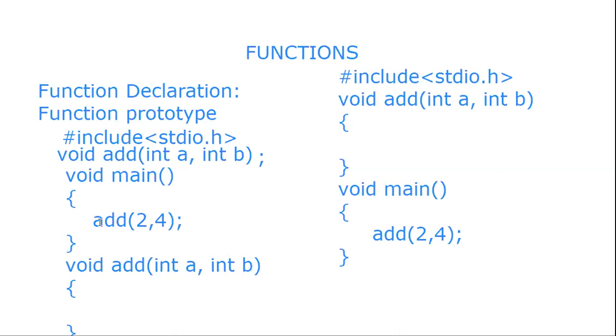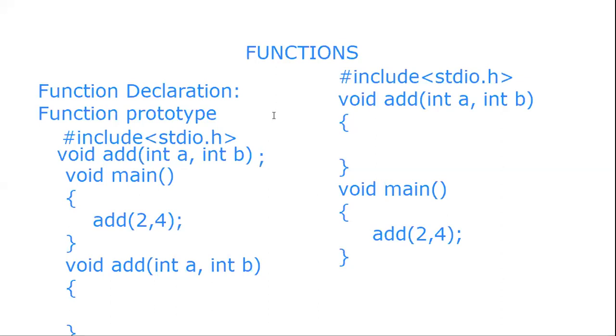Then in main, when it sees add, it knows that it is defined. If we don't give the prototype, the compiler does not know it is defined, and it can result in errors. So if we have five functions, we have to write five prototypes, then main, and define them. Or instead we can define all the functions first and then write main. I hope I've cleared the doubt.